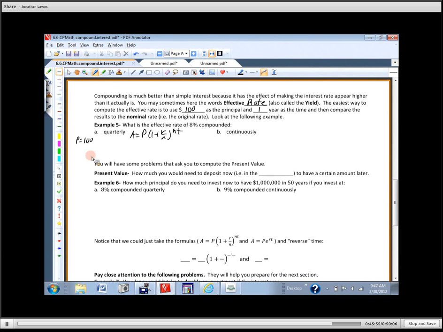$100. Okay? The interest rate is 0.08. What did I say to use for time? 1 year. And because it's quarterly, what is N? N's 4. So we've got this entire problem set up. So this is going to be 100, 1 plus 0.08 divided by 4 raised to the 4 times 1. Or just raised to the 4th. So let's type that in the calculator.